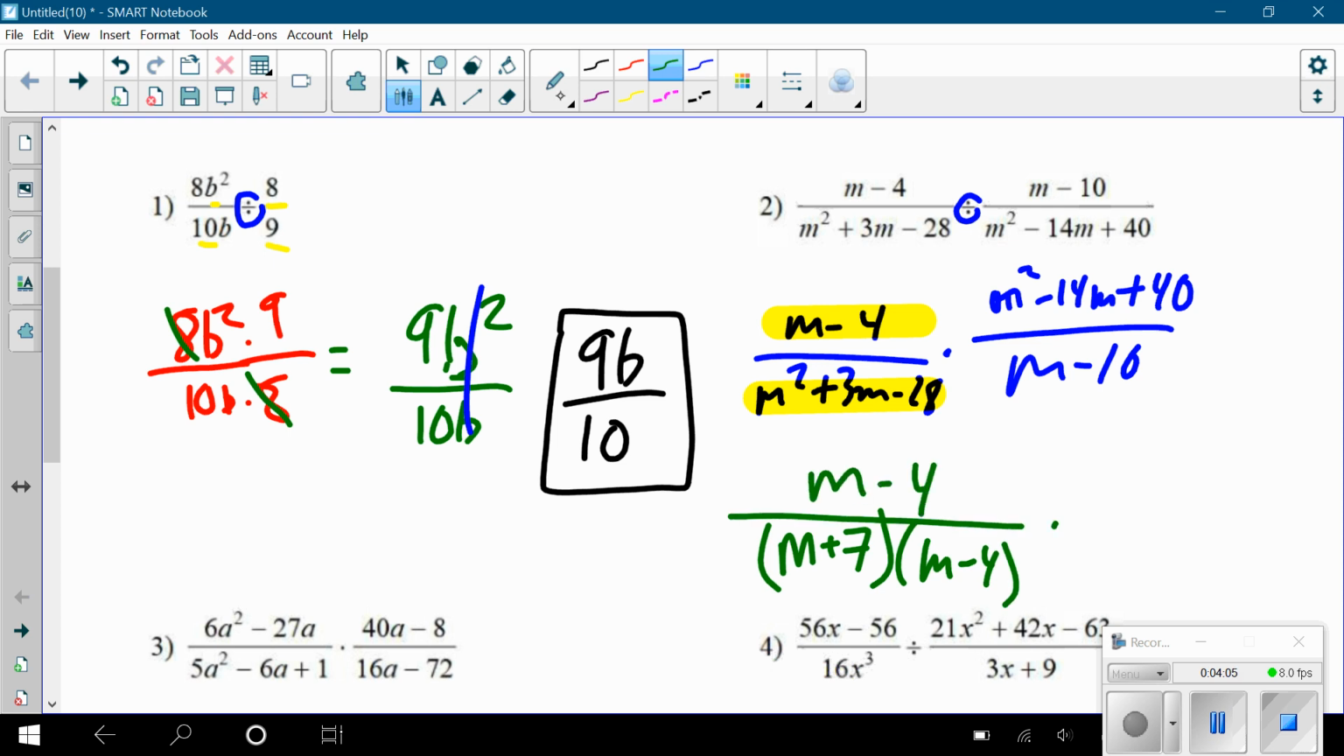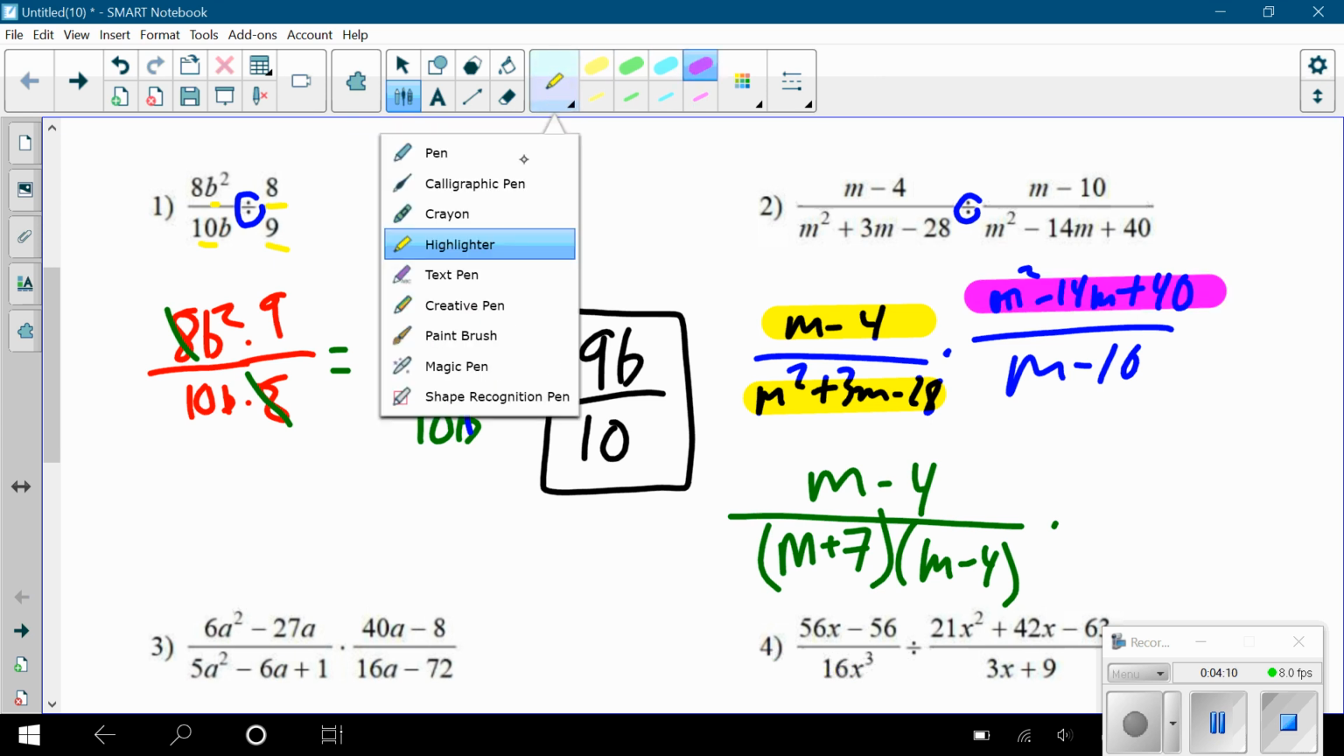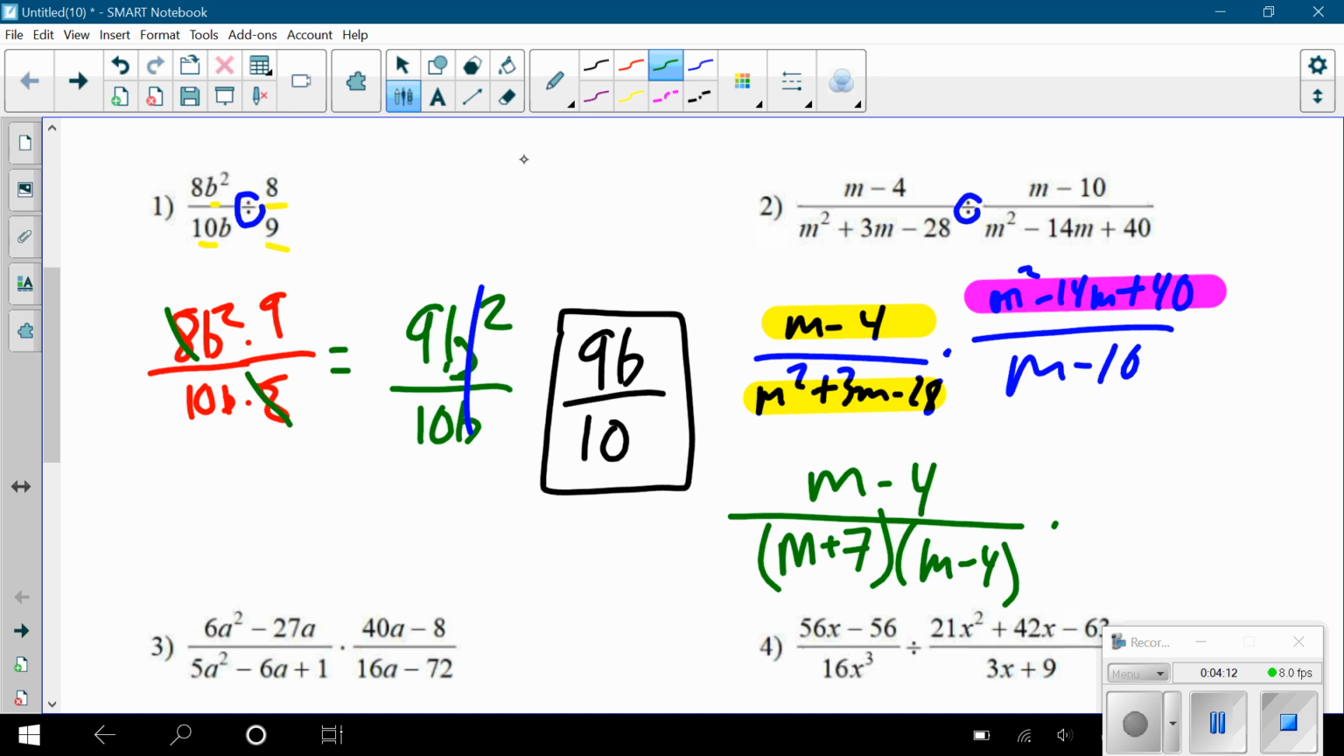Look at the second fraction. I'm going to say, does this guy factor? Maybe. Let me think about it. What multiplies to 40 and adds to negative 14? If it's going to multiply to a positive and add to a negative, they must both be negative. So it's going to be negative 10 and negative 4. That works. Use your calculator to help you with that process.